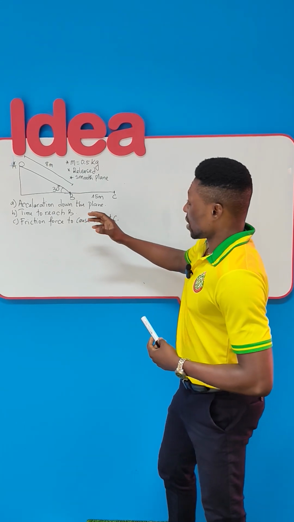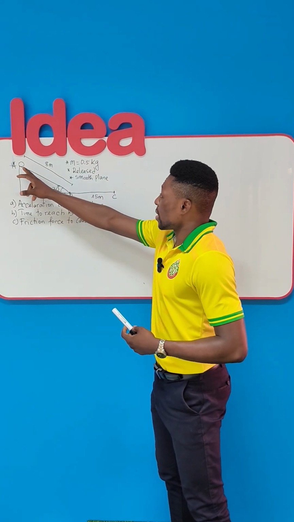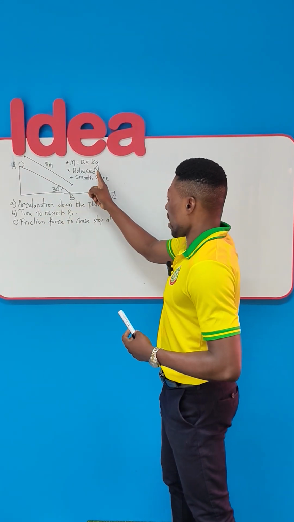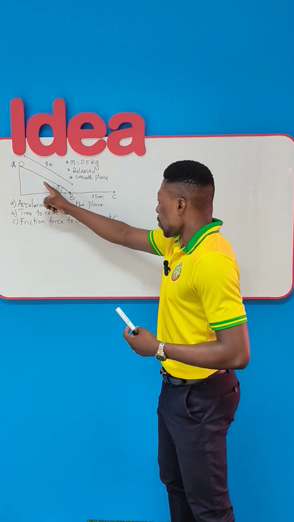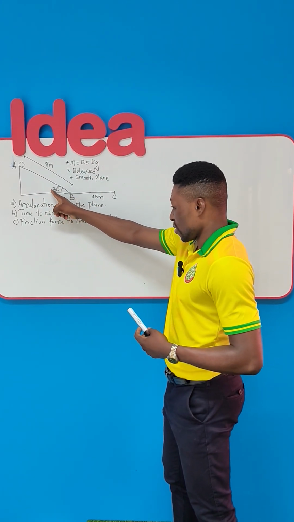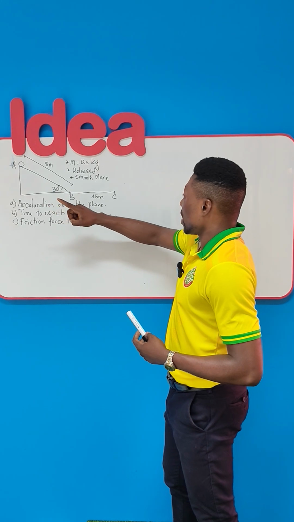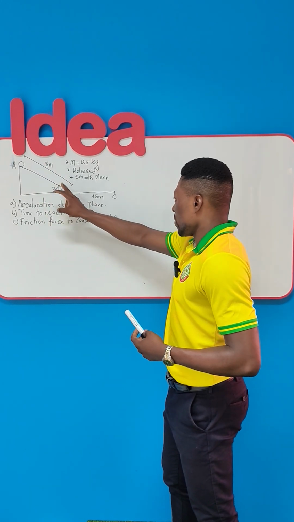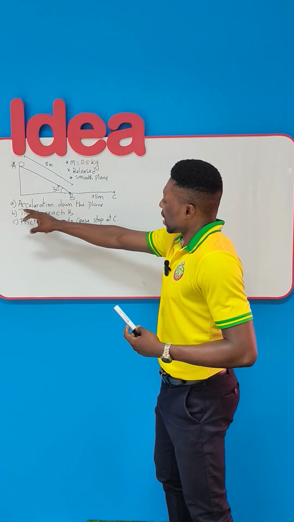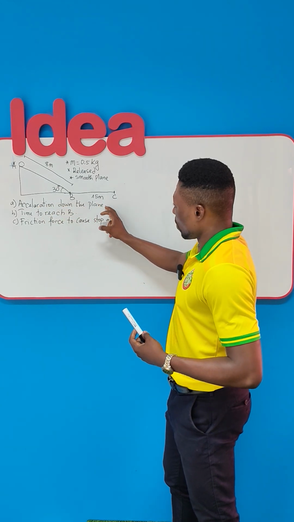So in this question, we are given a mass. We are told that this mass is released from rest on a smooth inclined plane as shown on the board, and then the length of the plane is also given. And we are told that we should find the acceleration down the plane.